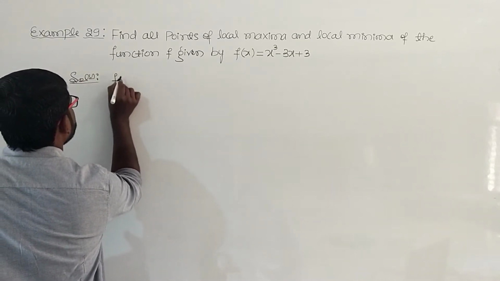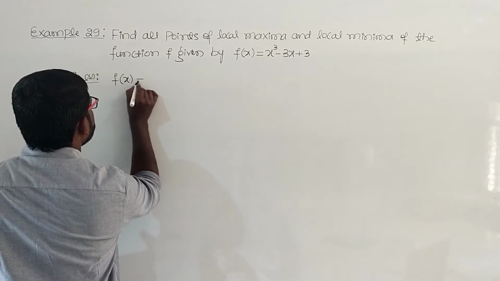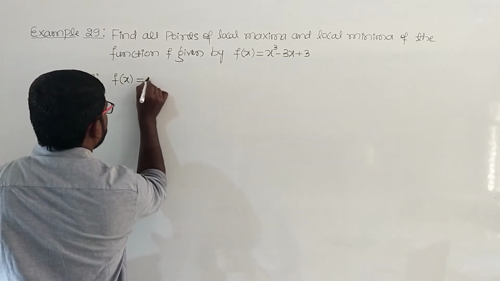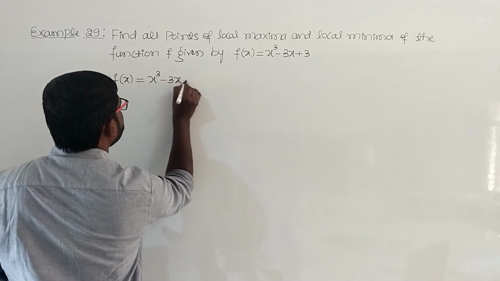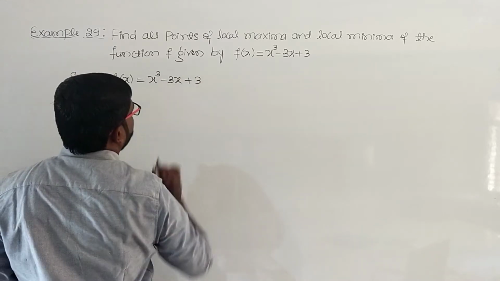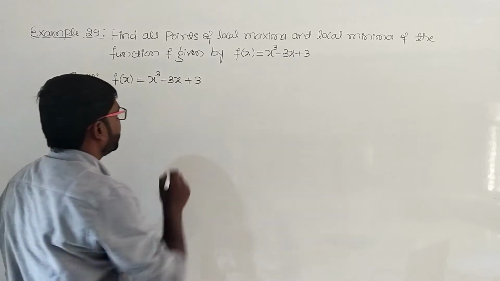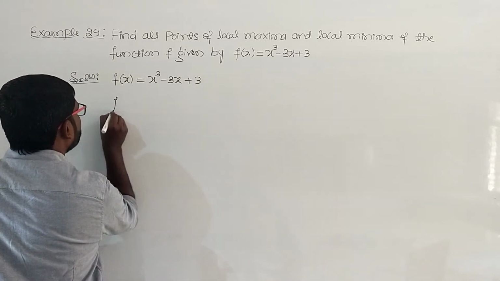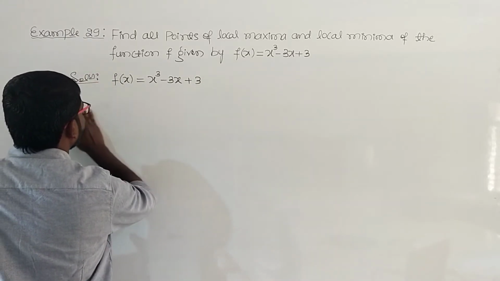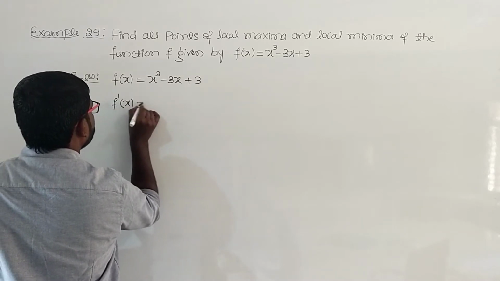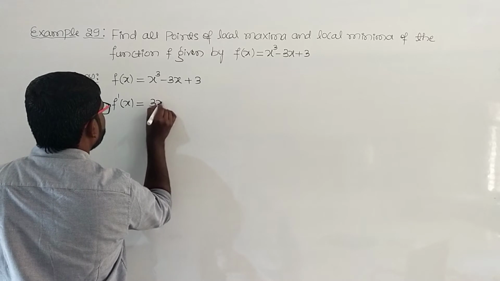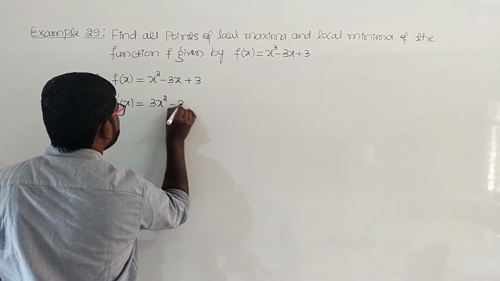f of x equals x cube minus 3x plus 3. Now let us go for the derivative. f dash of x equals 3x square minus 3.